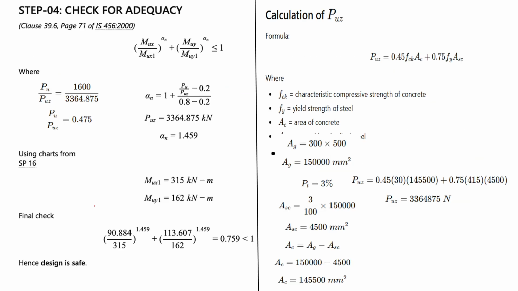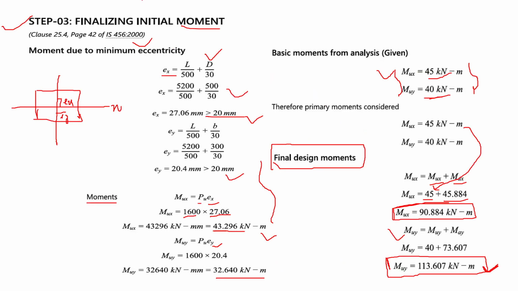Now check for the adequacy. Now what we have to do: MUX by MUX1 to the power AN plus MUY by MUY1 to the power AN is less than 1. Here what is the MUX? MUX here you are getting 90, MUY 113.67.